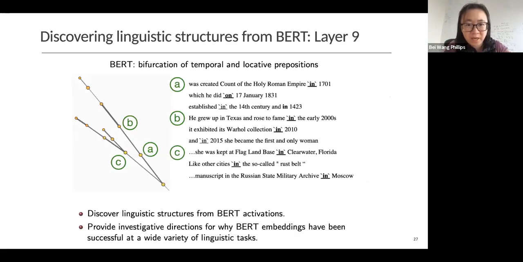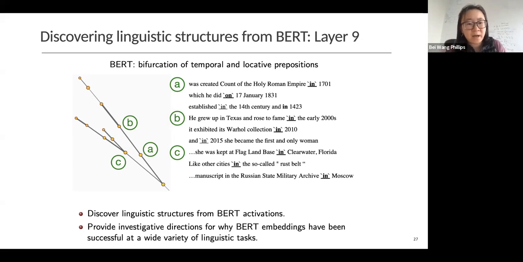So here's the first bifurcation. BERT is a language model, and we're focusing on 12 layers. This is the original BERT model with 12 layers. I believe this is layer 9. I couldn't see the title of my slides. Here you see a bifurcation. Remember, I have a very complex mapper graph and I'm going to focus on small areas of it, so I'm just going to zoom into one section.